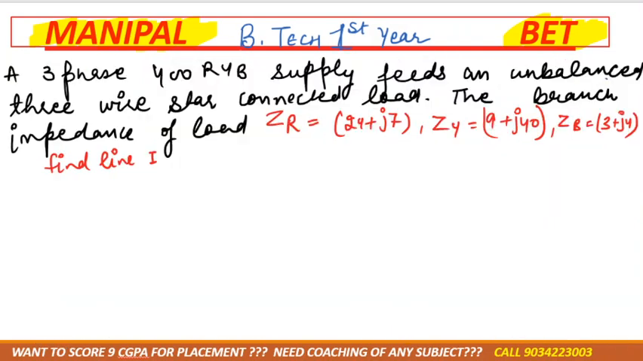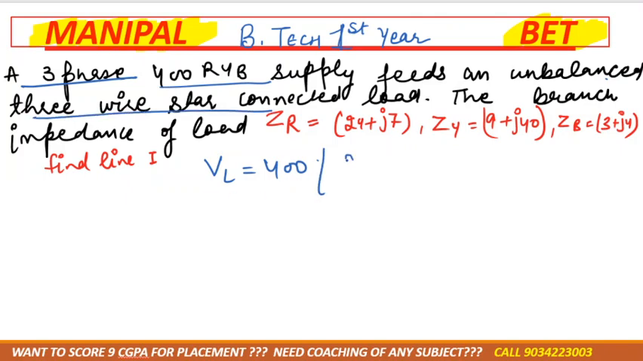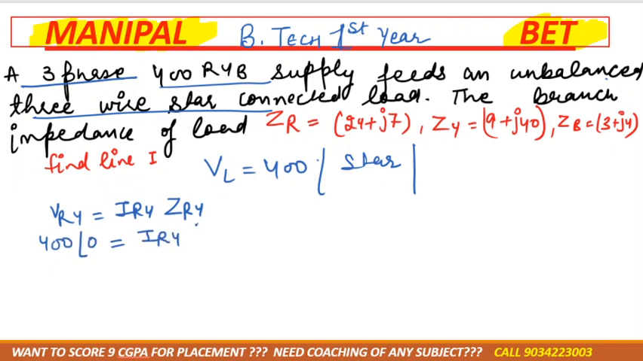KVA is kilovolt ampere. See, in this case they said a 3-phase 400 RY, which means line voltage is 400 volt, right? Supply feeds an unbalanced 3-wire star connected load, so it's a star connection, right? As you know the formula, VRY is equal to IRY into ZRY, correct? VRY is 400 angle 0, IRY we don't know, ZRY they have given as 24 plus J7. So can we get the value for IRY?